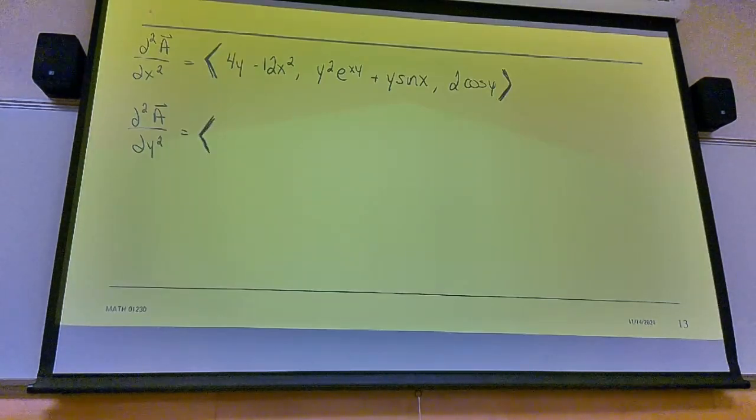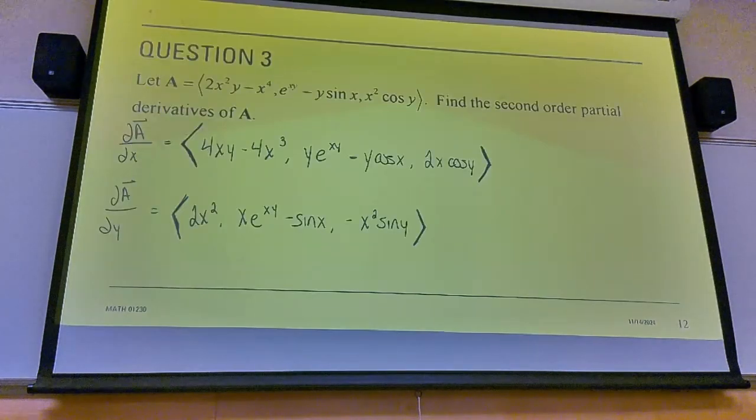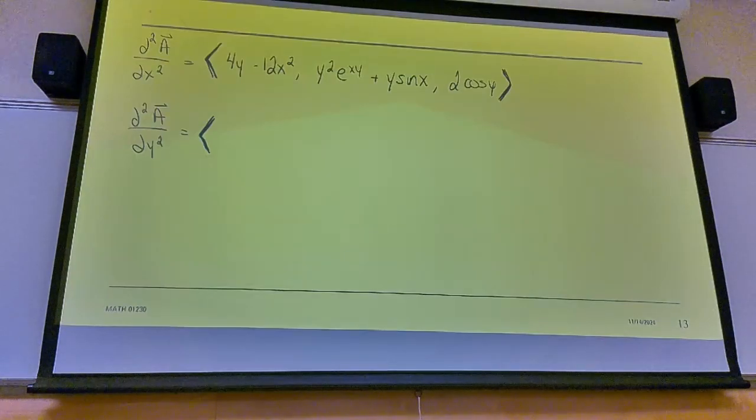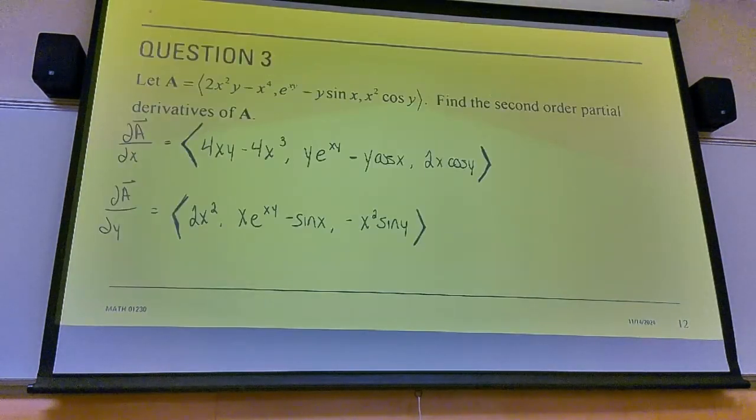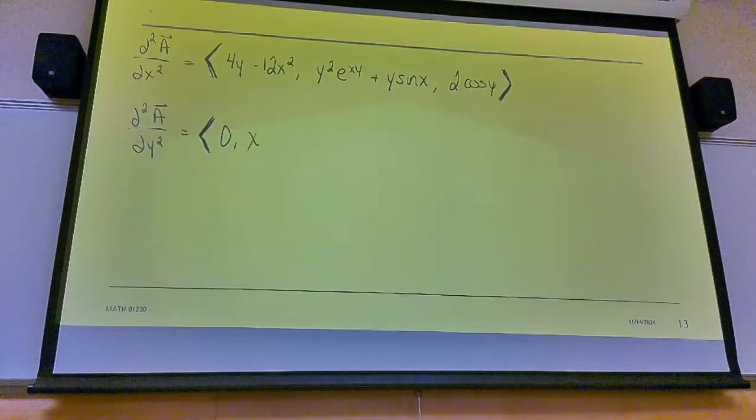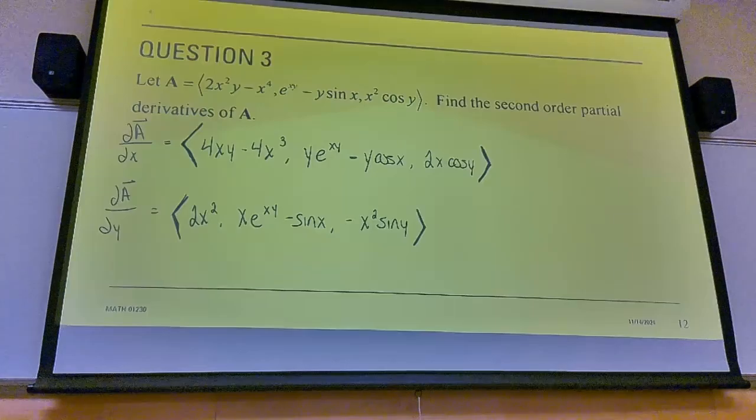Let's do with respect to y twice. First component. 0. Ooh, that was hard. Second component. x squared e to the xy. Oh, I like this partial. Third component. x squared cosine y. Negative x squared cosine y? Negative x squared cosine y.